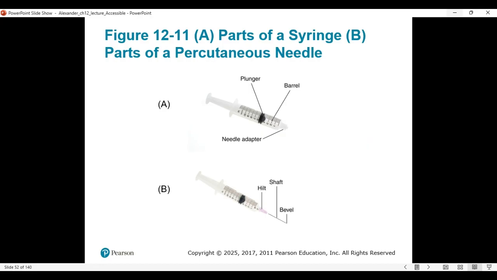Here are the different parts of the syringe. You have the needle adapter on the end right here. Then you have the barrel, which holds the liquid or the medication. And then you have the plunger. When it comes to the needle, you have the hub, which attaches to the needle adapter. Then you've got the shaft, and then the bevel, which actually penetrates the skin.